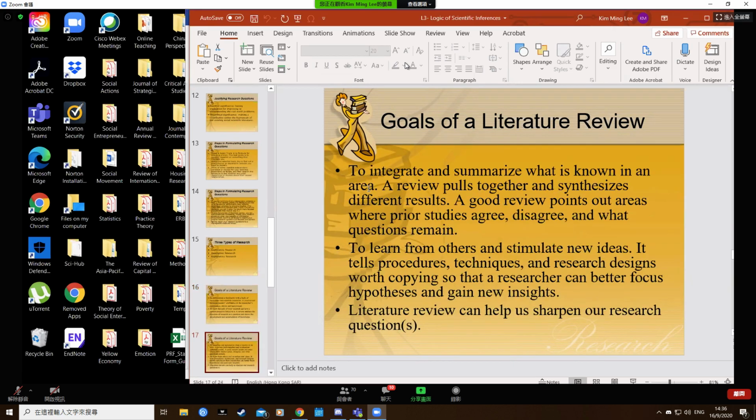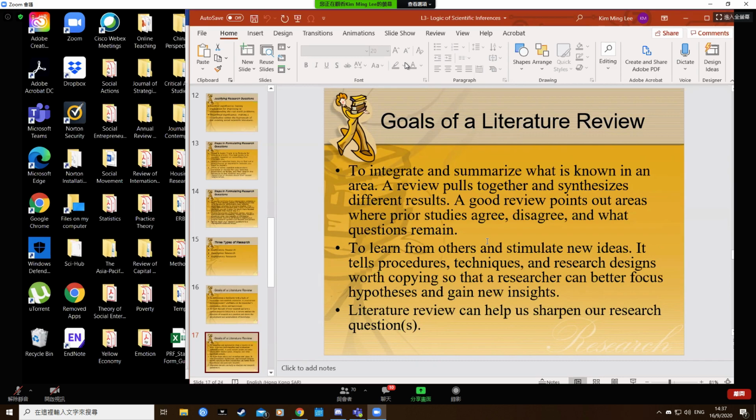And the third one is to integrate and summarize what is known in an area, a review, put together and synthesize different results. Actually, from the literature review, it helps you to develop your own theoretical framework. That means the graph, the figures I dropped you earlier. For example, status attainment model. Okay, through the literature review, you can derive your own theoretical framework from it.